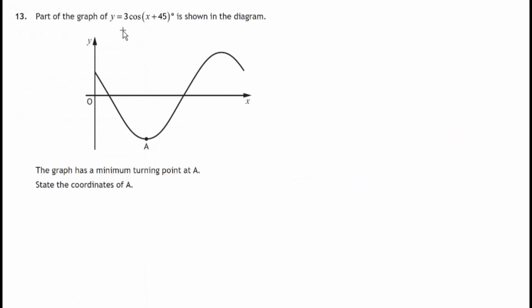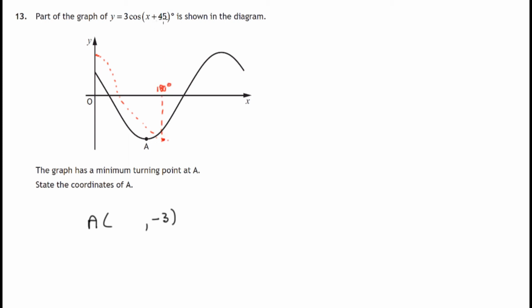In the actual question, we have a 3 at the front, which implies that the y-coordinate of this point A, the least value, is -3. So it only remains to find out what the x-coordinate is. Now, we know that normally, if it was 3 times cos x, the cosine graph would start out at 3 and would go down to a minimum at 180 degrees.